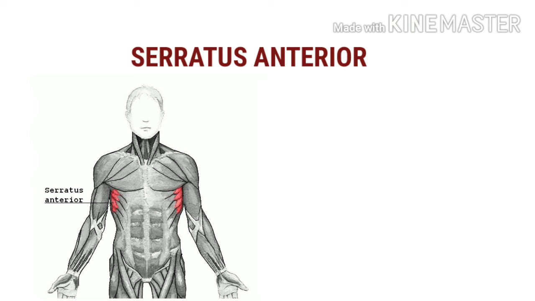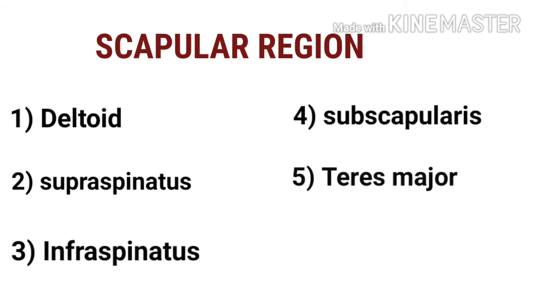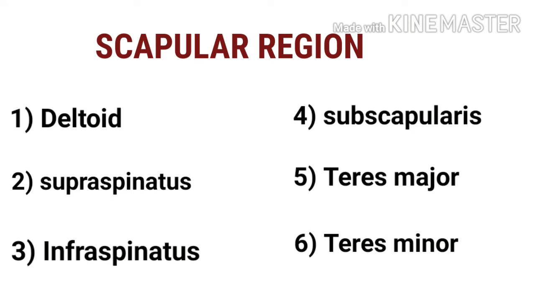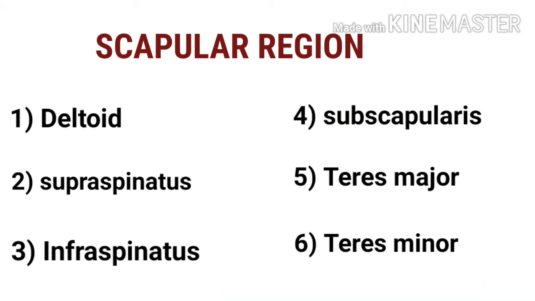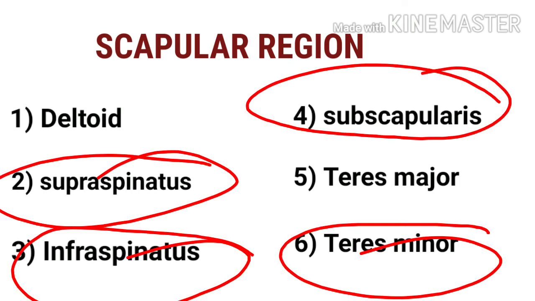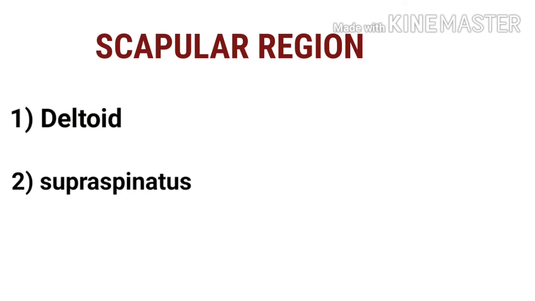Now we will talk about the scapular region muscles. There are 6 muscles in this region: the deltoid, teres major and the 4 rotator cuff muscles. The subscapularis, supraspinatus, infraspinatus and teres minor muscles are grouped together as the rotator cuff muscles.